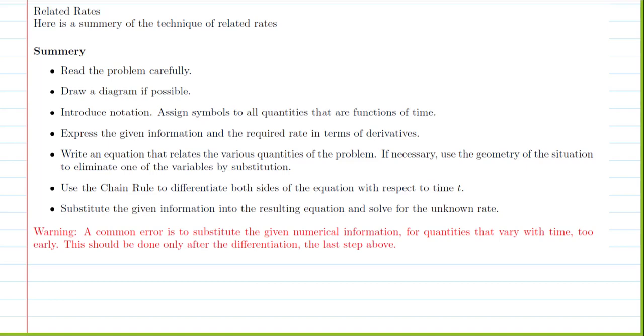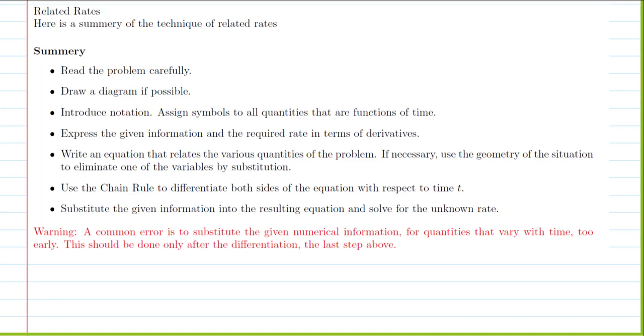This turns out to be very useful in many sciences because oftentimes it is impossible to directly measure certain variables, as we will see in some of our applications. So it allows us to figure out the rates of certain things based on the rates of other observable quantities. So we're going to start with a summary of our technique to resolve related rates, and then we will apply this to a bunch of different situations.